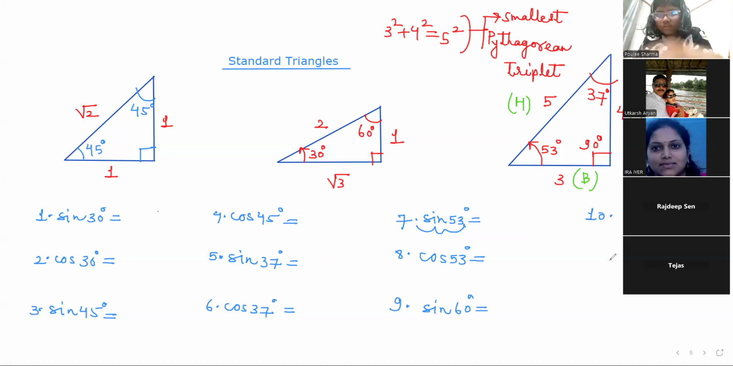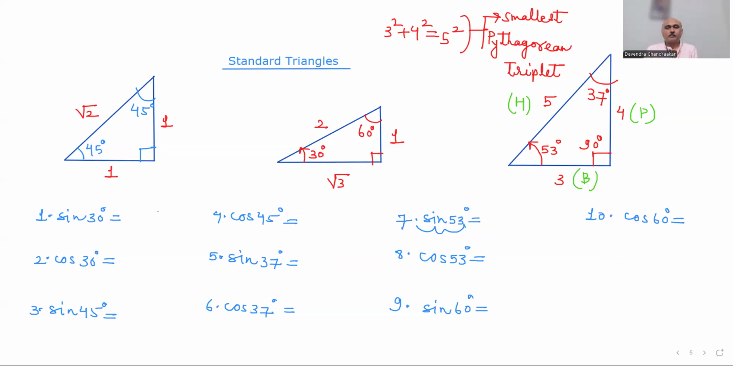Ira, Utkarsh, Tejas, Rajdeep. Okay. So now, what is sine 53 degrees? It's perpendicular upon hypotenuse. You know that sine theta is perpendicular upon hypotenuse. So substitute the values of P and H here. P is what? 4. H is what? 5. I hope all of you understood this. Yes or no? Yes, sir.